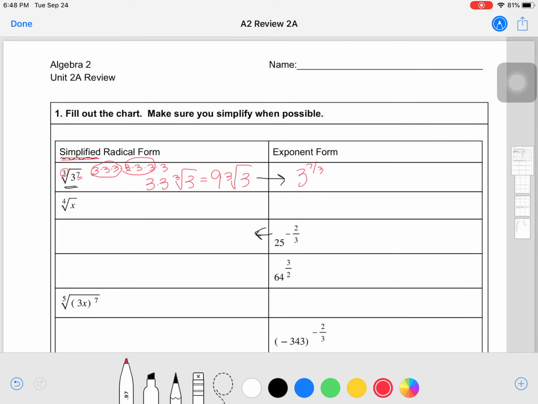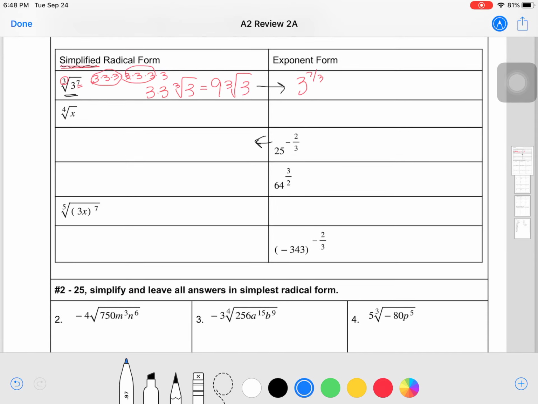If we look at, say, this third one down, where I give it to you in exponential form, you don't have to do anything on this side. If I give it to you as an exponent, just leave it. But on the right side, we're going to put it into radical form, and then we're going to simplify it. So there's a couple things that will happen here. First off, because this is a negative exponent, it means I'm going to have a 1 over this 25 to the 2/3. And then I'm going to rewrite this as a radical: 1 over the cube root of 25 squared.